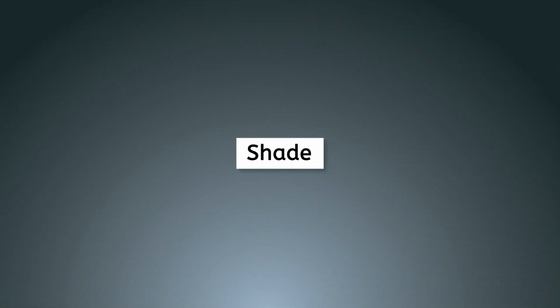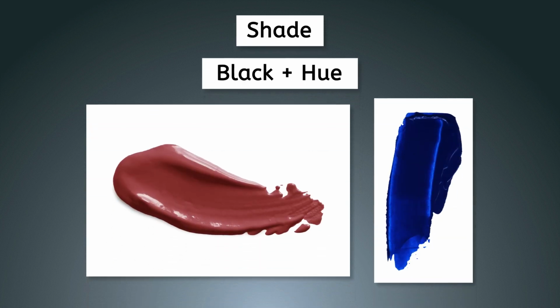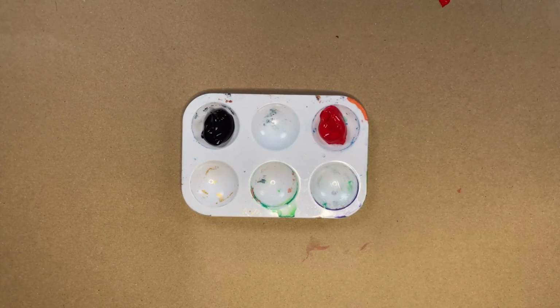In art, shade is the opposite of tint. So what do you think that means? Well, it's what you get when you add black to any hue, making it darker. This is how we create deep, rich colors like maroon or navy. Let's try and create a maroon for the shadows of our apple. Now, to create this color, you will need red and black.